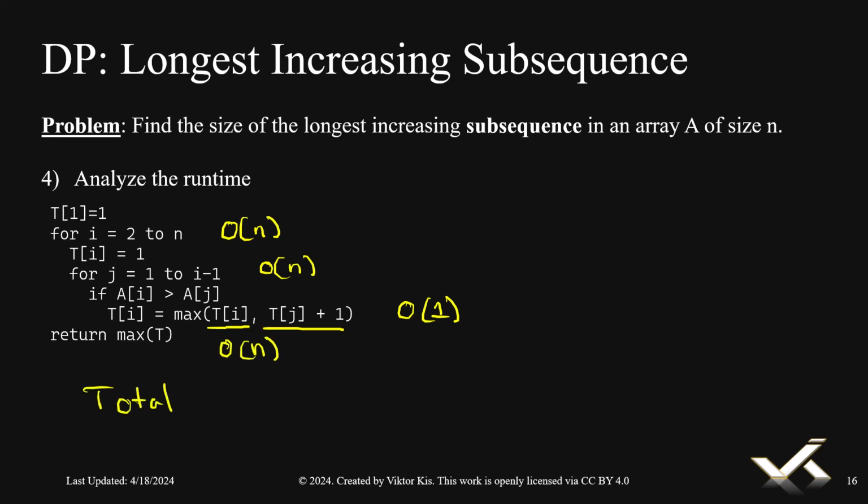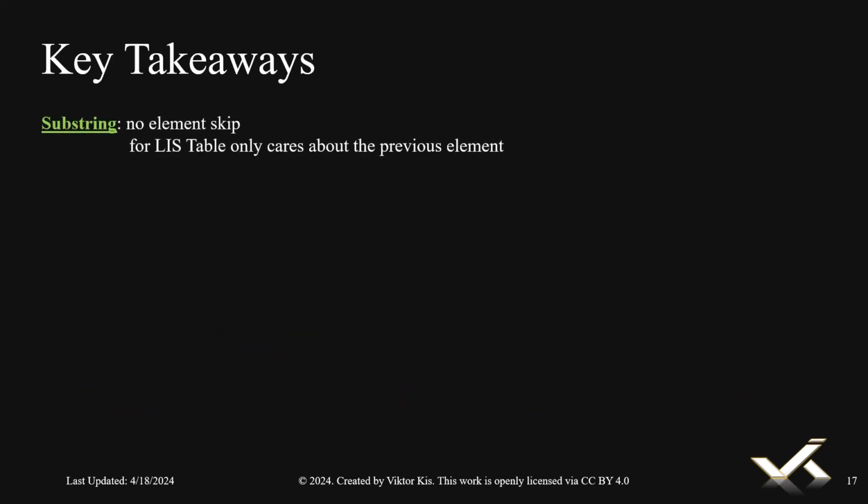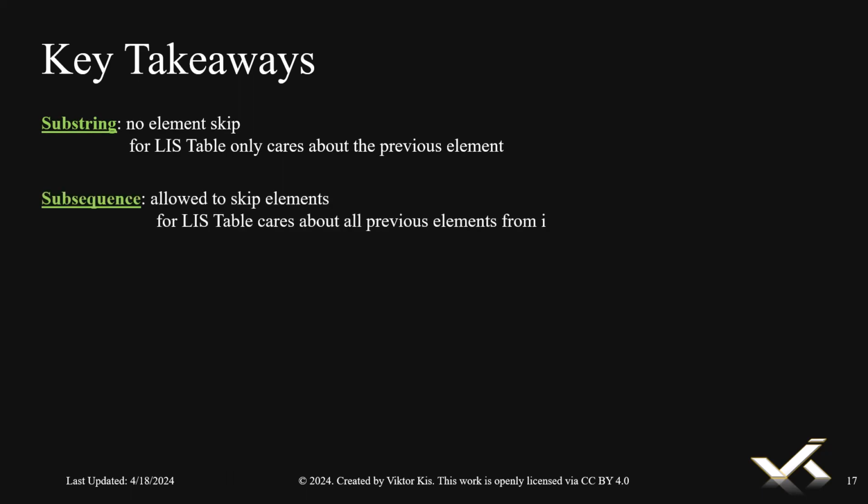Then we take the max of our table, which is also O of n. This totals a runtime of O of n times O of n plus O of n, which is simply O of n squared. Okay, so to wrap this up for LIS, here are some key takeaways. There are a few variations of LIS, so it's important to know when you're talking about strings, sequences, or non-decreasing problems.